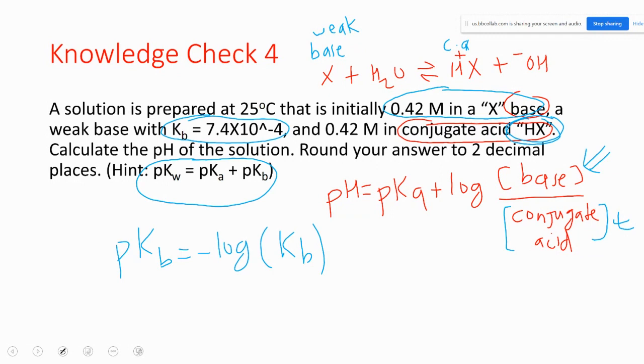All right, so good luck with this. It shouldn't be that bad. Again, all you're doing is the Henderson-Hasselbalch equation. I provided the best hint I can possibly provide you.